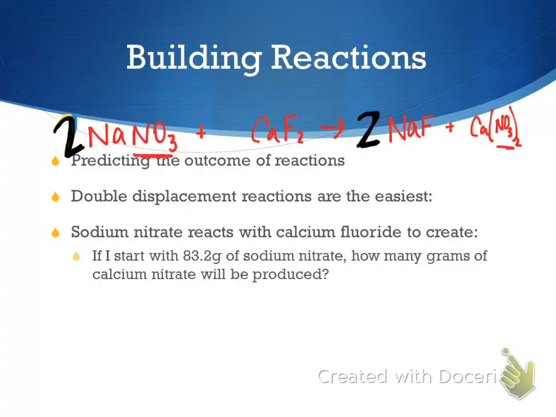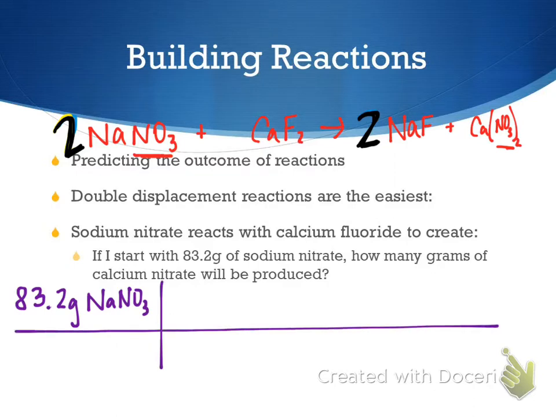So now we're doing a gram-to-gram stoichiometry calculation based on that chemical reaction. So I always start my T-chart with what? Always with what I know, 83.2 grams of NaNO3. So if I'm going to go gram to gram, how many steps do I need in my T-chart? It's 4, right? It's 4 steps. Grams to moles to moles to grams.